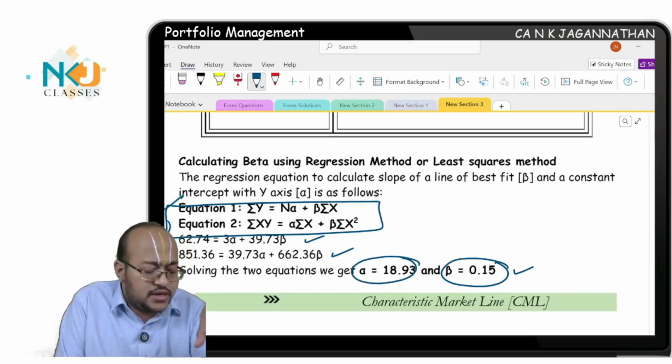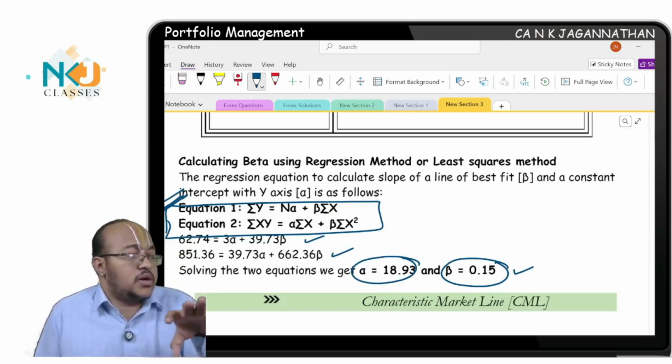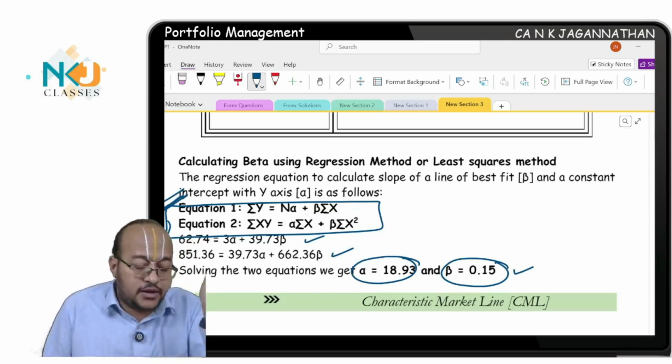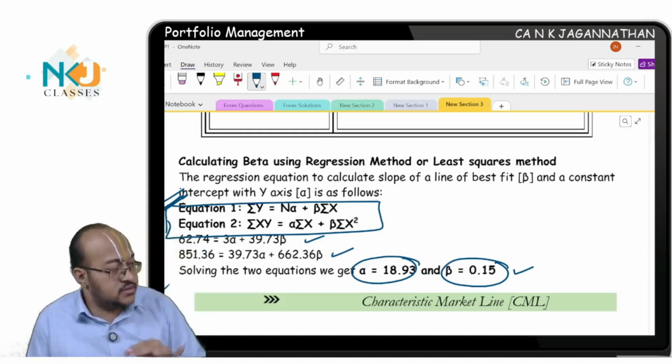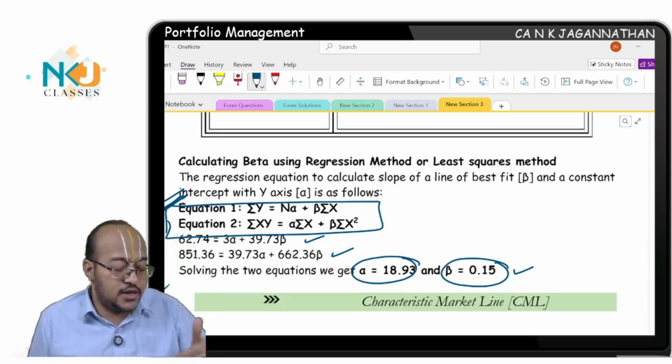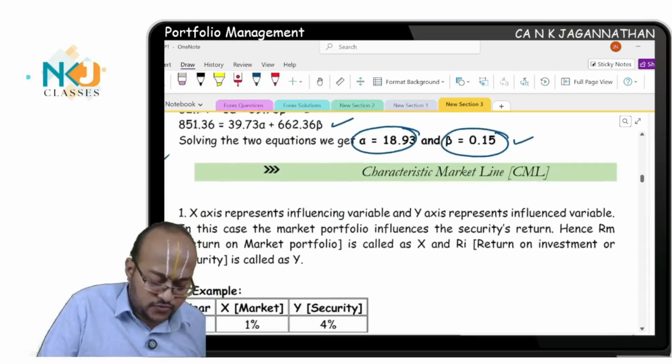What this regression equation is all about, we will try to understand through the characteristic market line, the regressed line. Then we will try to analyze the last portion alone. This I am keeping as a pending thing. Once I discuss the example, from there you will understand the regression method. Shall we? Okay, now focus on the main issue.